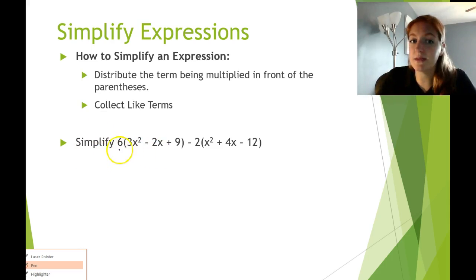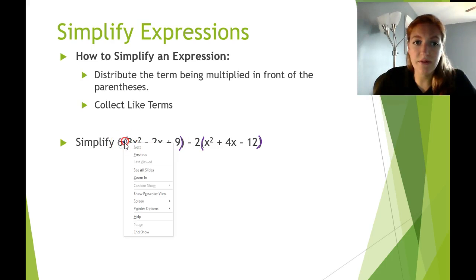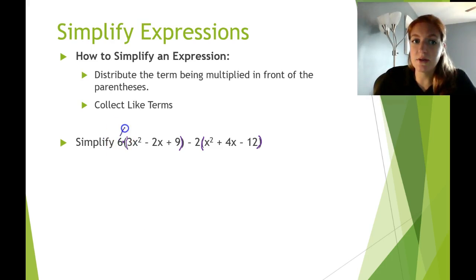Okay, so let's go ahead and simplify this expression. Now, you can note that it is an expression because it has no equal sign. Since it has no equal sign, we can't solve it. We can only simplify. So the first thing you want to notice is there are parentheses here. So here's our parentheses, 1, 2, 1, 2. Okay. Now we want to go ahead and multiply what's in front. So what's in front of this first parenthesis, what's being multiplied, is a 6. So let's go ahead and multiply that 6 in.